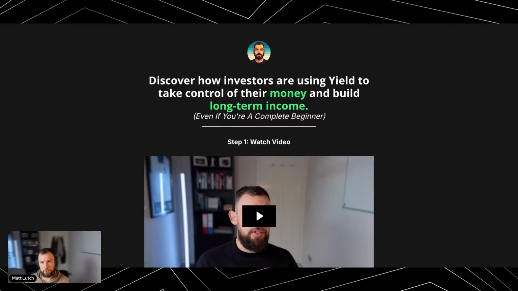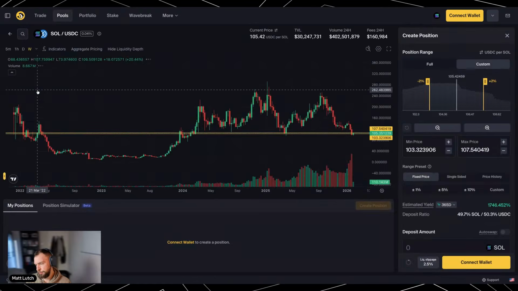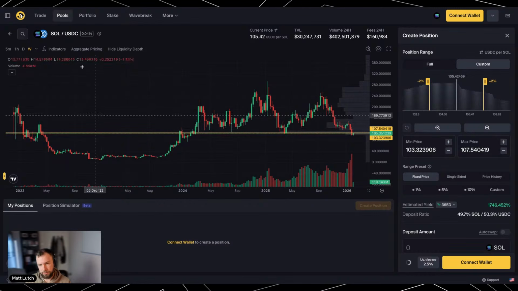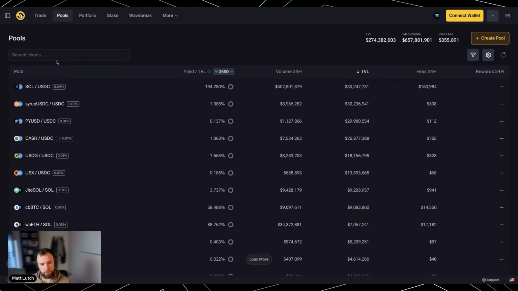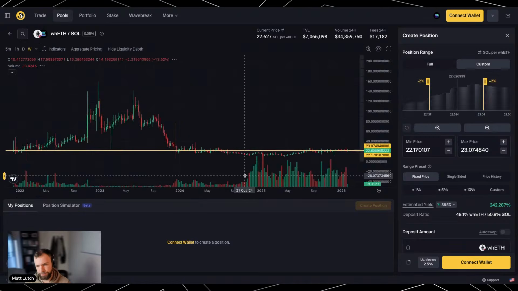So if we were to look at the example that I used there, it was a Solana USDC pool, which is a variable asset to a stable asset. And a lot of people will switch to asset to asset. So for example, this one is wrapped ETH to Solana.